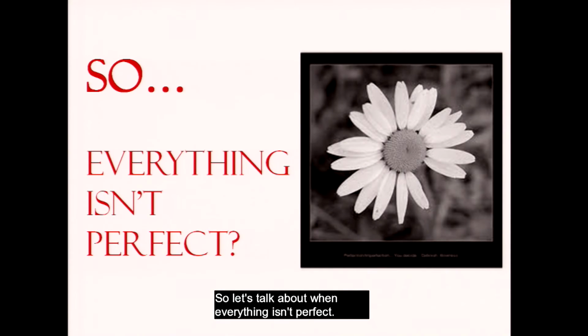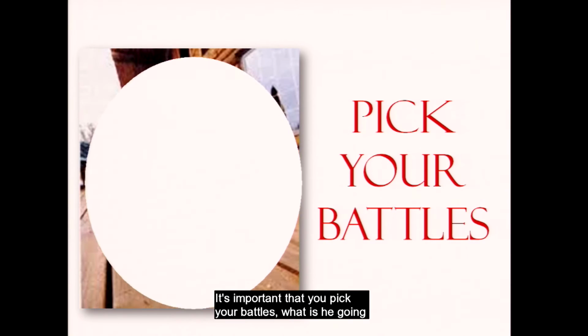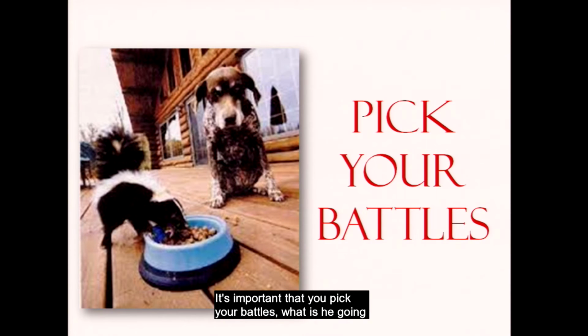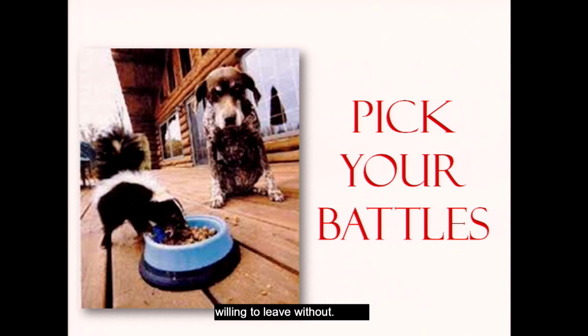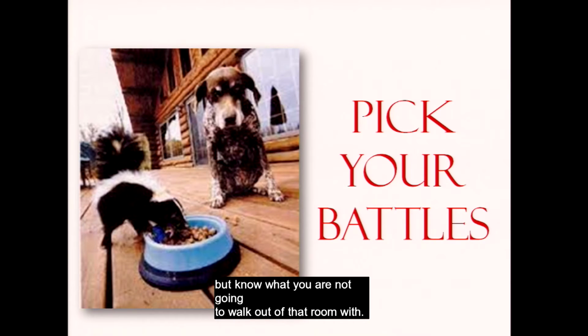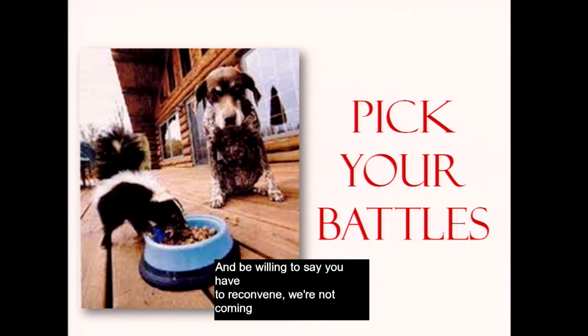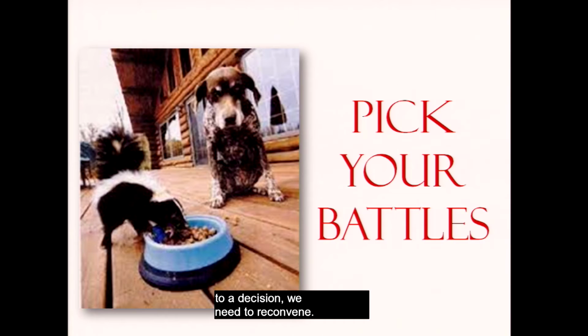So let's talk about when everything isn't perfect. It's important that you pick your battles. What is he going to do? What's going to happen? Right? Pick your battles. Go into your meeting knowing what you are willing to leave without. Go in asking for the moon and the stars, but know what you are not going to walk out of that room with. And be willing to say, we have to reconvene. We're not coming to a decision. We need to reconvene. Someone needs to explain to me and help me understand why we're not coming to the same conclusion.